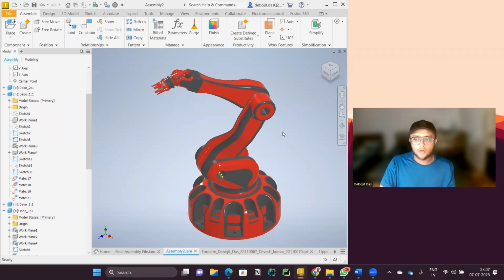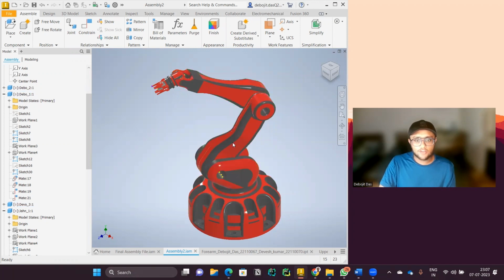Hello everyone, my name is Debujit Das and I'll be explaining the working of a robotic arm, the parts that I have made, the process of making those parts, and the challenges I faced. I was tasked to make the forearm, the upper arm, and a part of the shoulder. Those were the three components that I mainly contributed to.